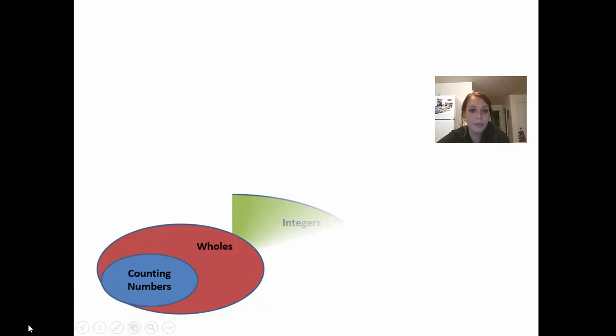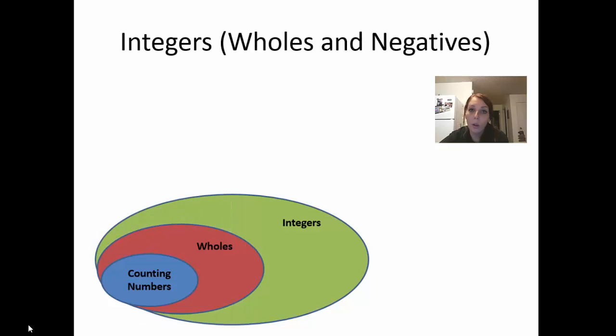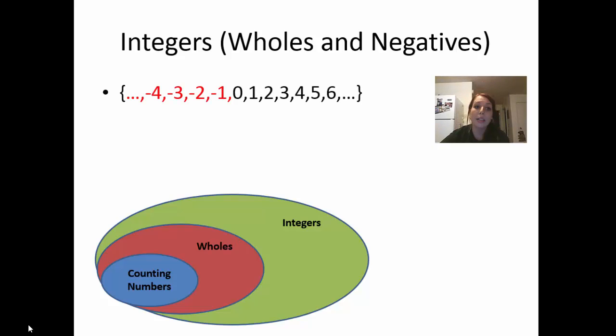Next we have integers. Integers yet again include whole numbers and counting numbers. The only difference now is that we are adding on negative numbers. So when you think about counting, I hope you're not going to count with negatives. If you do, that's yet again something we need to talk about. So integers are by themselves, they are negative numbers.